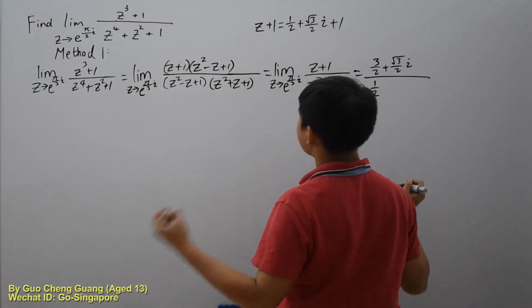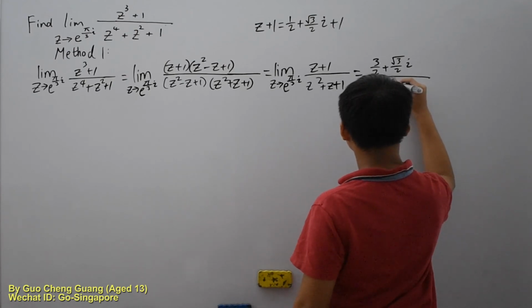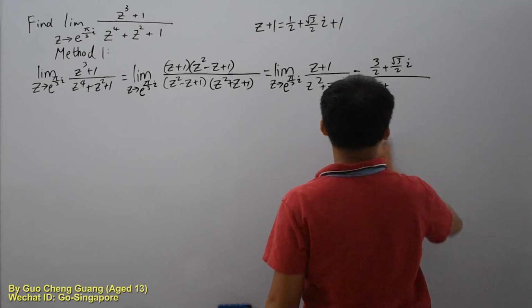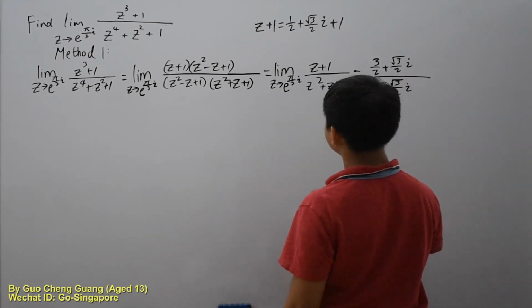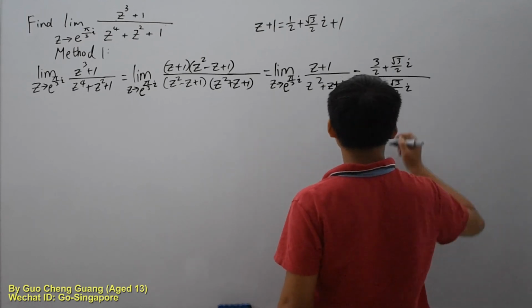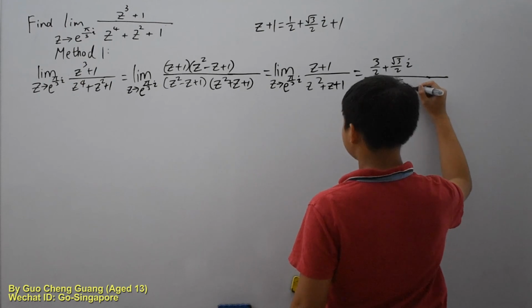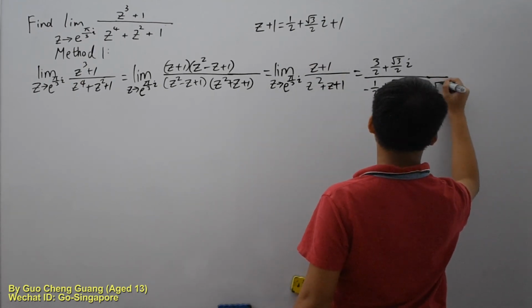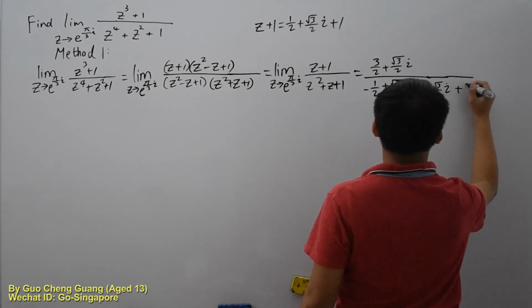But in the second quadrant, sine is positive. Thus it will be plus, and this will be plus root 3 over 2i. And then plus z. So plus z is what I worked out up here. So plus half plus root 3 over 2i. And then plus 1.